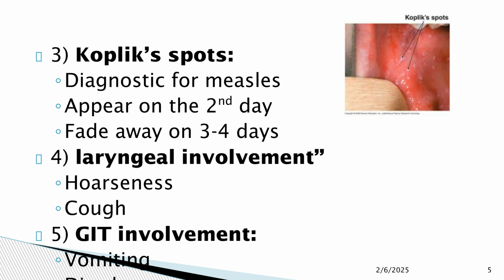Key features of the prodromal phase also include Koplik spots, which are diagnostic for measles and fade within a few days. Laryngeal involvement causes hoarseness and cough, and gastrointestinal involvement may cause vomiting and diarrhea.